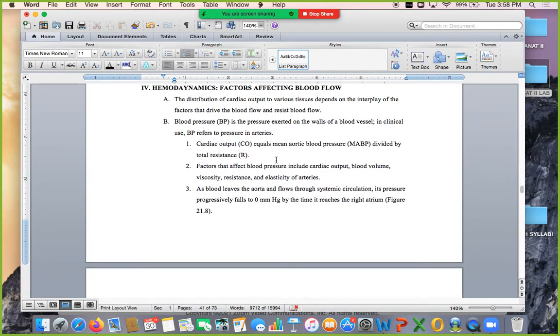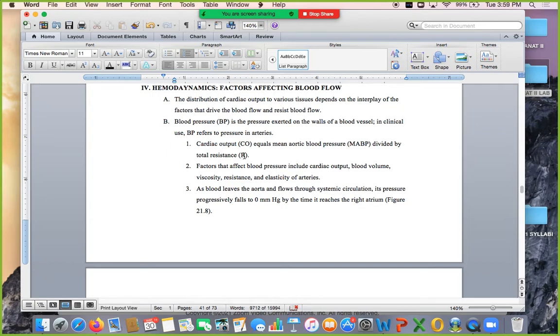All right, so we talked about hemodynamics in terms of blood pressure, cardiac output, and total resistance, and mean blood pressure. So cardiac output we talked about previously being the equivalent of stroke volume times the amount of beats per minute, but it's also going to be equal to the aortic blood pressure divided by the total resistance, which is what the blood is going to be facing when it's coming out of the aorta.